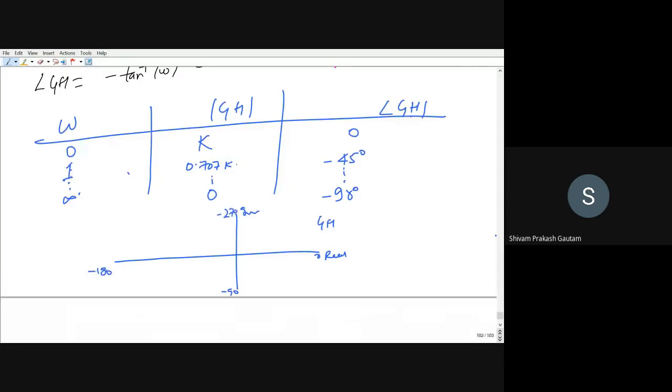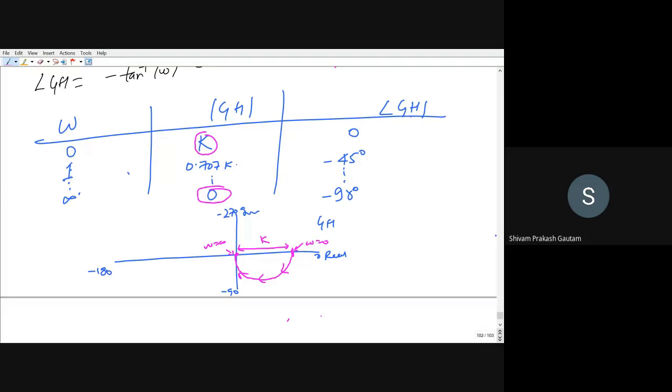To draw this plot, you can see at omega is equal to 0, we have finite magnitude and 0 phase. This is 0 phase and this finite magnitude is K. When you increase the value of omega, the phase keeps decreasing and finally becomes minus 90. This is the orientation. This point is omega is equal to 0, and this point is omega is equal to infinity. At omega equal to infinity, magnitude is 0. So how will you show magnitude is 0? That means it is at the origin. And you can also see the angle is becoming minus 90.